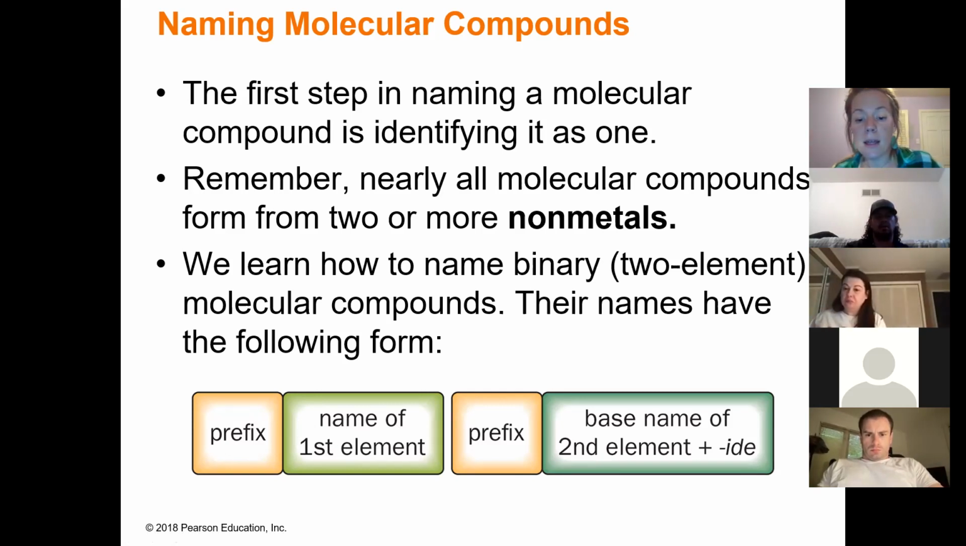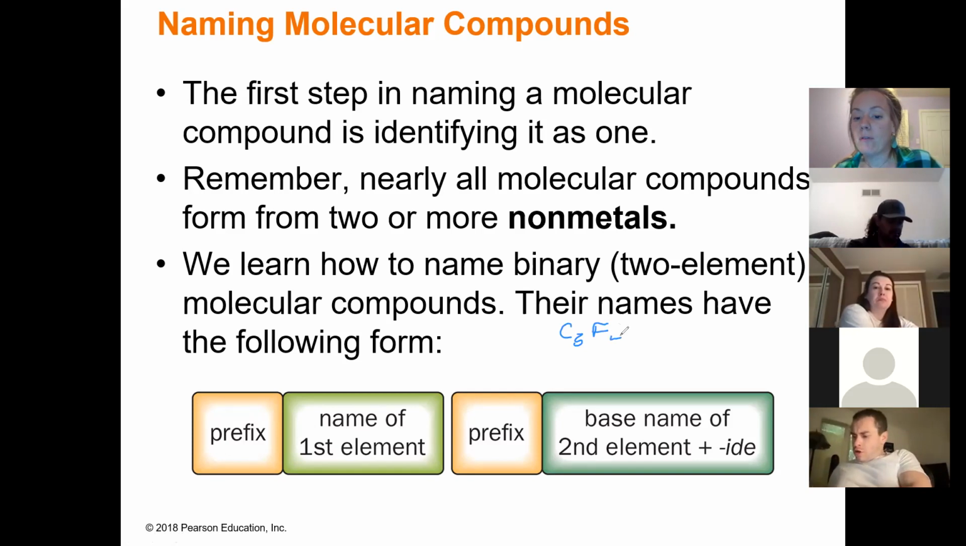So we have something like C3F4. Okay, this is a nonmetal, and this is also a nonmetal. So I know I'd need to use prefixes. I'd use a prefix to describe how many carbons I have, not a flip-flop of how many fluorines. We just ask, how many of the carbons do I have? I have 3 carbons. The prefix for that is tri. So this would be tricarbon.